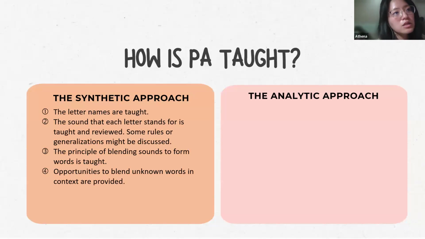So in the synthetic approach, the letter names are taught first. So we start with the letter names, and the sounds that each letter stands for are taught and reviewed. So for lower graders, as we mentioned, like the third graders or fourth graders, we teach them how to put the words together. Maybe we start with letter sounds. Okay, so this is the synthetic approach. And the principle of blending sounds to form words is taught, and opportunities to blend unknown words in context are provided. So sometimes you can use unknown words. And actually, I personally encourage teachers to use more unknown words.